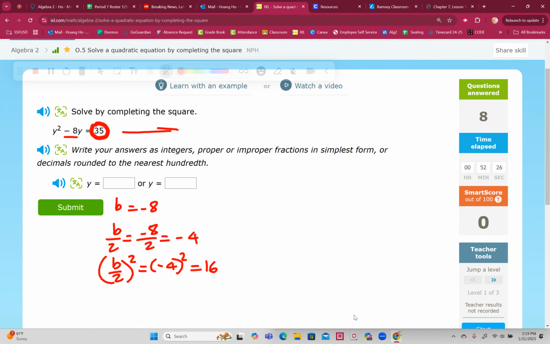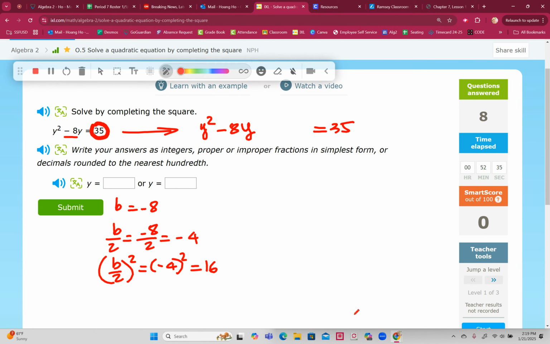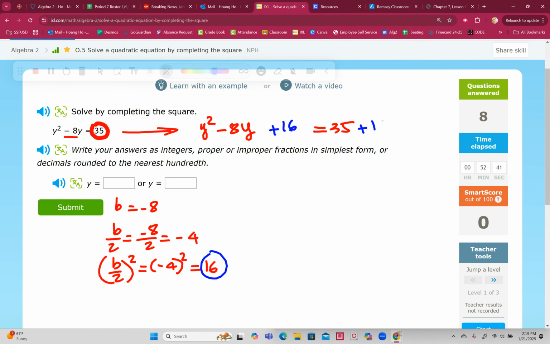Okay, so now I rewrite this equation over here. y squared minus 8y equals 35. Okay, so now I just need to add b over 2 squared, which is 16, on both sides. Okay, so I add it right here. So now this left side is a perfect square. Okay, and the right side is 51.